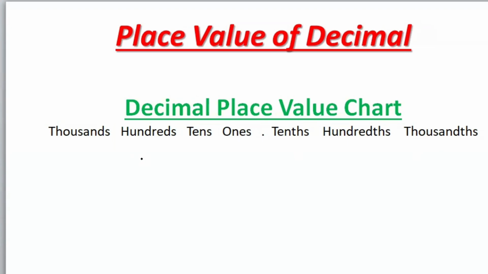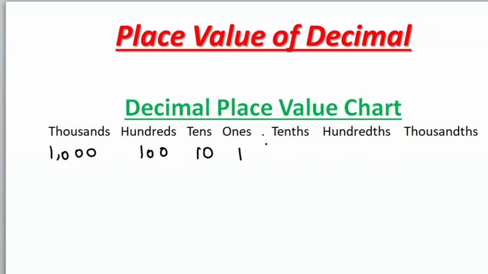Okay. So how will we read? To the right of the decimal point is the part of a whole, and we read it as tenths, hundredths, thousandths. And on the left side is the whole number, like ones, tens, hundreds, thousands, that we already learned about. So the thousands place is 1000, the hundreds place is 100, tens it is 10, ones it is 1.